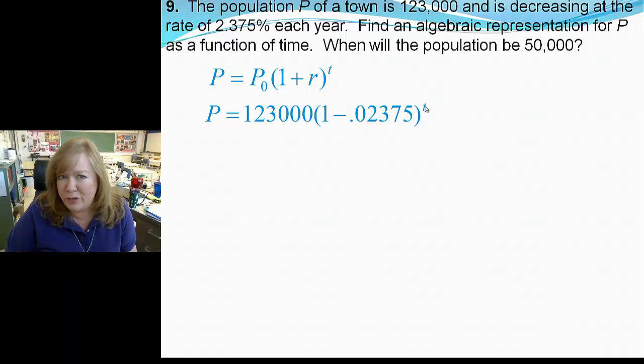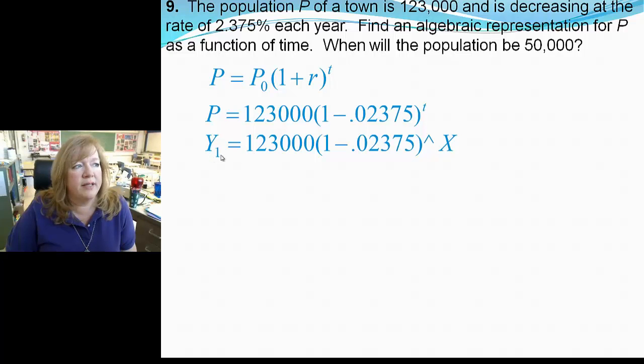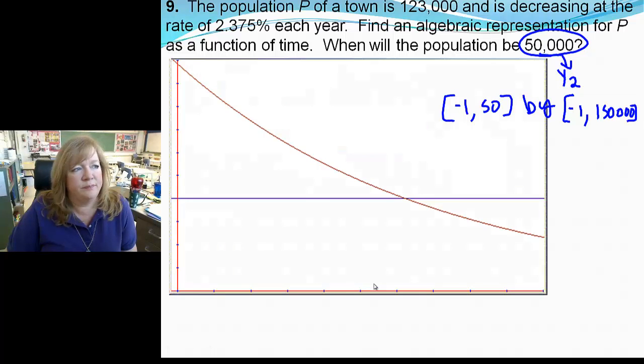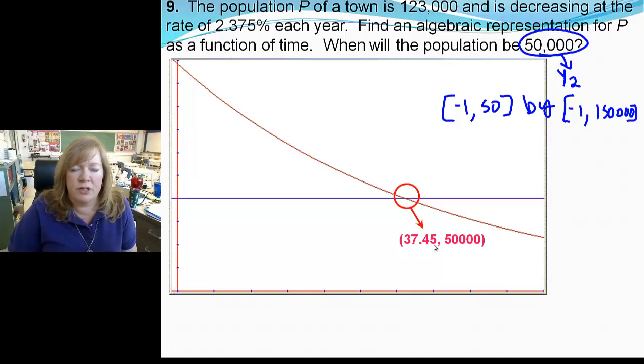In our calculator, we use x. It's fine. This is what we would put in for y1. And y2 is going to be 50,000. So when we plot those in our graphing calculator, this is what we're going to get. And notice that this is decreasing. The red graph is your exponential function, and the purple line there is your horizontal line. Where they intersect is the solution. Remember that x represents time, so our answer is 37.45 years from now. So in approximately 37.45 years.